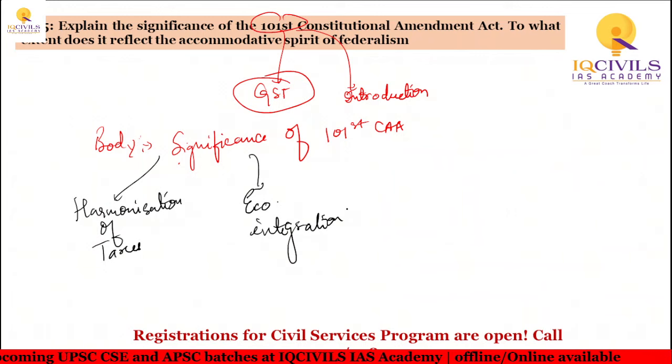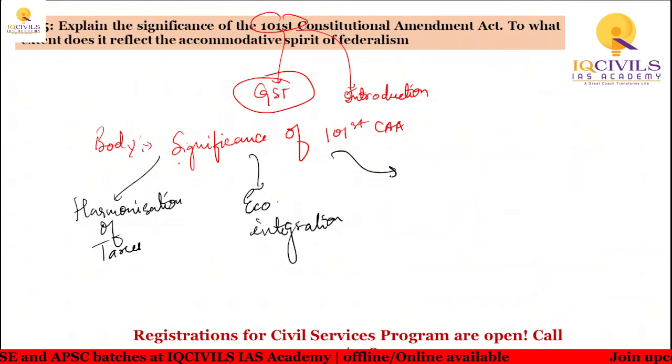When I say economic integration, that means GST established a common market by facilitating the free flow of goods and services across state borders, and which also reduces tax barriers. Clear? For example, a clothing manufacturer in Maharashtra can now easily sell its product in Gujarat without encountering state-specific taxes. Clear? So this is related to economic integration.